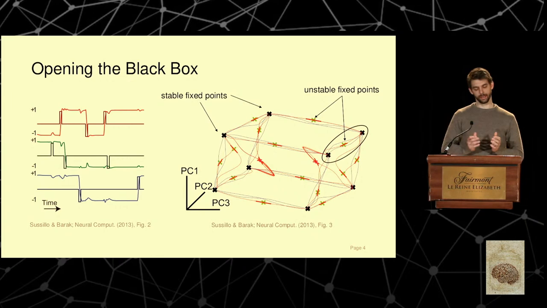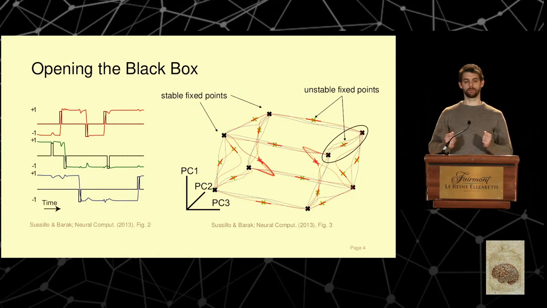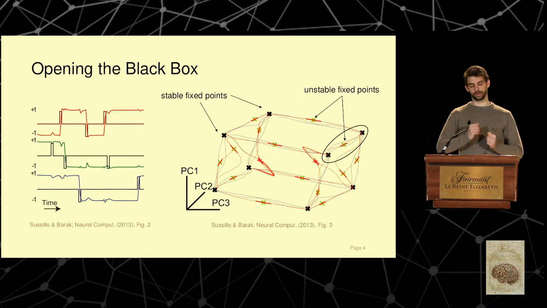You see 8 stable fixed points corresponding to the 8 different memory states of the system, and then green unstable fixed points in between mediating the transitions between these fixed points. And I think this is a beautiful example showing how analyzing the state space and analyzing fixed points can give rise to an understanding of the system. However, here we have a rather low-dimensional system, or low-dimensional dynamics and an effective low-dimensional structure in state space.